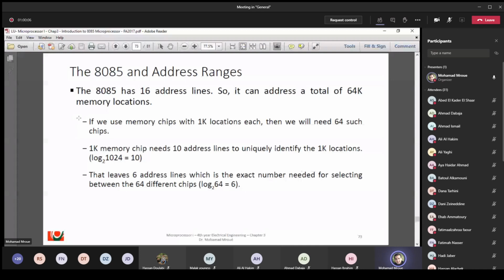A 1K memory chip needs 10 address lines to uniquely identify the 1K locations. Okay, because log base 2 of 1024 is 10, meaning 2 power 10 is 1024. That leaves 6 address lines, which is the exact number needed for selecting between the 64 different chips, because 64 is 2 power 6.